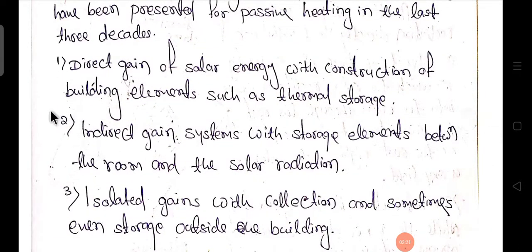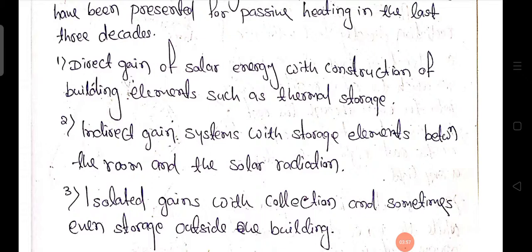For heating there are three concepts. One is the direct gain concept, one is the indirect gain concept, and the third one is the isolated gain with collectors concept. That means in direct gain the space is directly heated by solar energy, while in the indirect gain system it is not directly heated by solar energy.